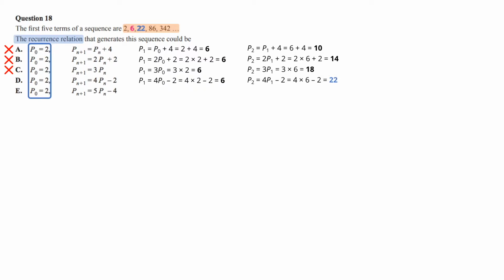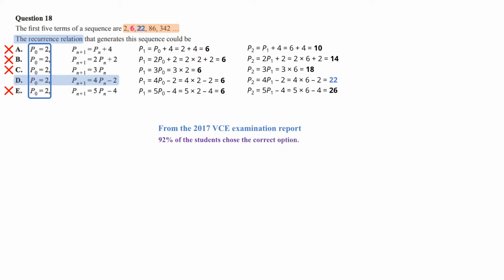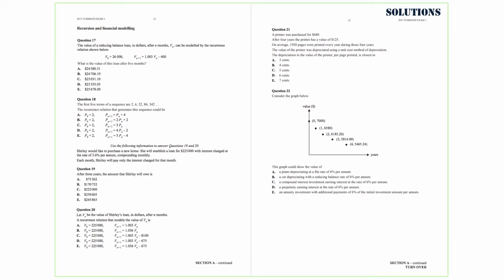Now we have to check option E. P1 in option E is also 6, and P2 is 26, which is not true. So we can cross out option E, and the answer we are after is option D. From the 2017 VCAA examination report, 92% of the students chose the correct option, so this question was answered extremely well.